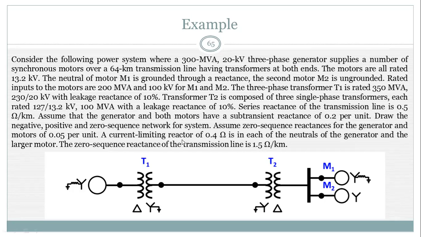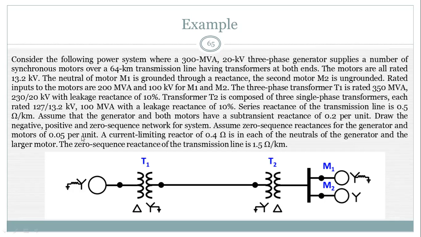For this kind of problem, we have solved this per unit calculation for the positive sequence network or for the negative sequence network before the midterm exam. So in this context, I will only discuss the zero sequence network. So here, draw the negative, positive, and zero sequence networks for the system. Assume zero sequence reactances for the generator and motor of 0.05 per unit. So for the generator and motor, the zero sequence reactances are given here, that is 0.05 pu.